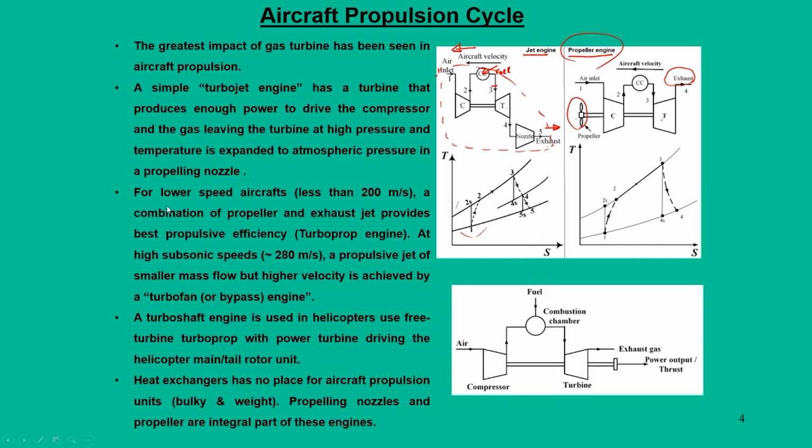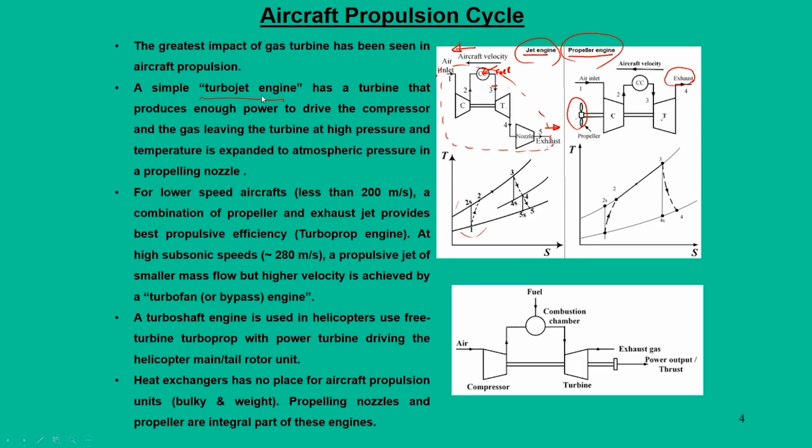At lower speeds, less than 200 meter per second, the combination of propeller and exhaust gas provides good propulsive efficiency. We call this a turboprop engine or propeller engine. At very high subsonic speed, maybe more than 280 meter per second, we have another device called a turbofan or bypass engine. We will talk about that later. But the jet engine given by these things is called a turbojet engine, which falls somewhere between a turboprop engine and a turbofan engine.